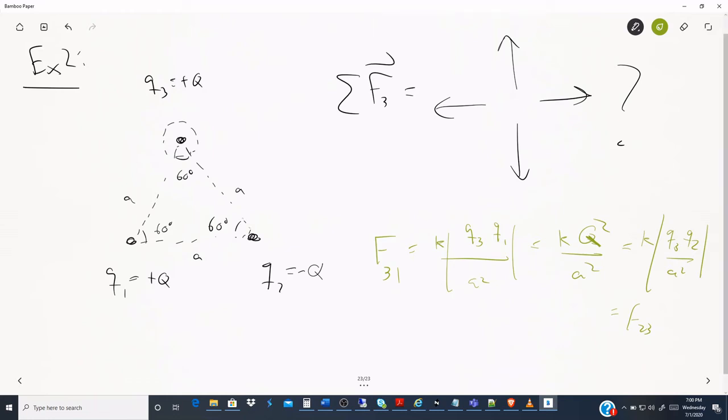Also, the forces are going to be parallel to these lines. In the case of Q2 acting on Q3, the force is going to point down and to the right because it's an attractive force, right? A positive charge and a negative charge will have an attractive force. And the force that Q1 exerts on Q3 will point up and to the right due to the fact that it is a repulsive force. Okay.